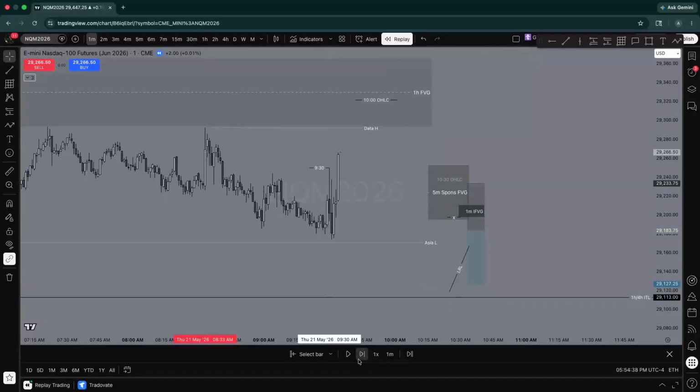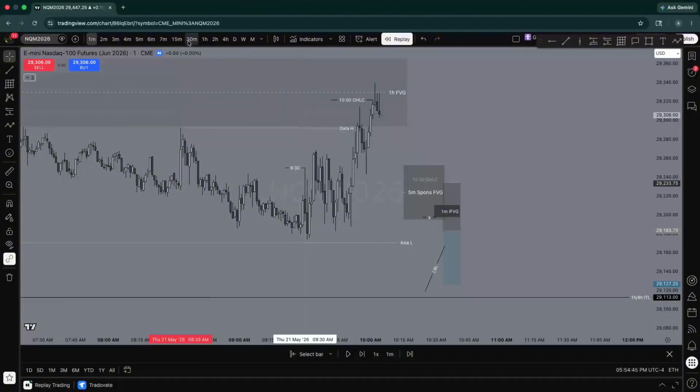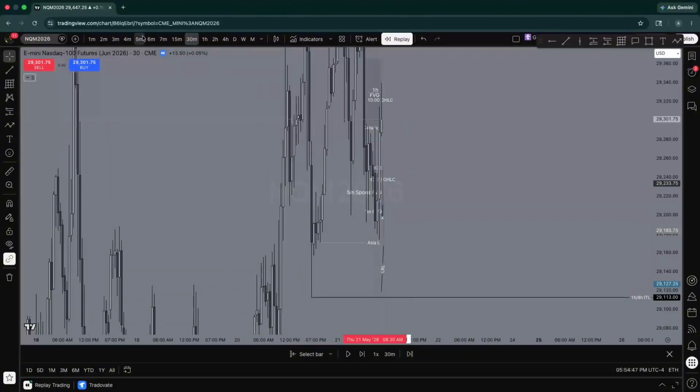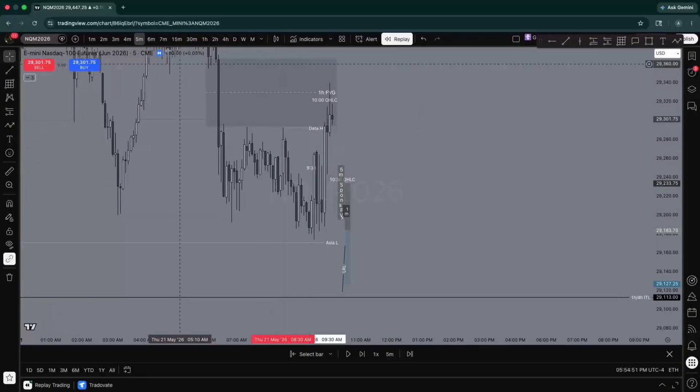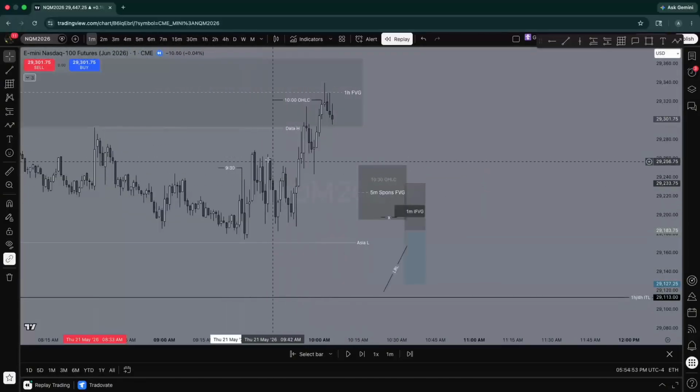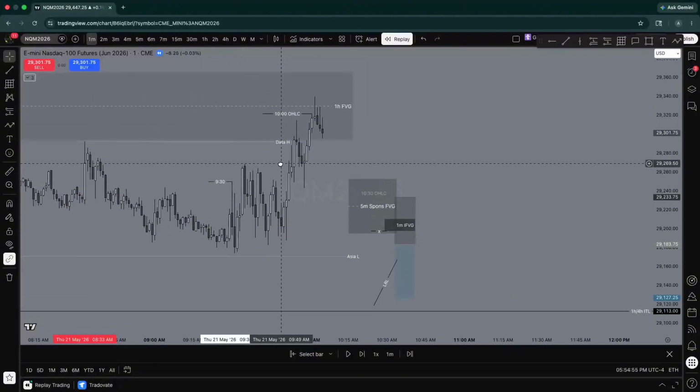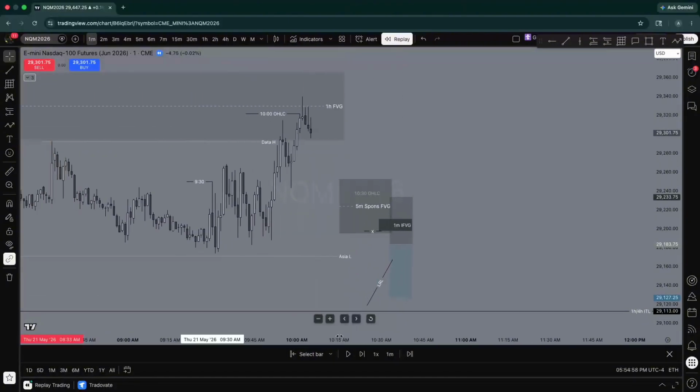Market open did practically exactly what I wanted. 9:30 opens high, manipulates into this 1 hour after this accumulation. So now we are getting aligning time frame AMD models. You see that we had this pre-market AMD model, and now we have this 9:30 AMD model. So all I'm looking for from here is a setup.